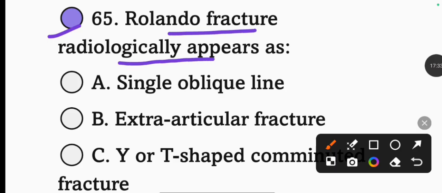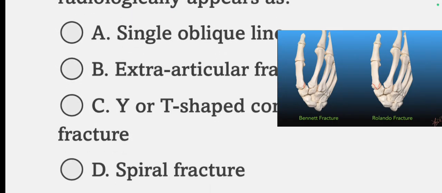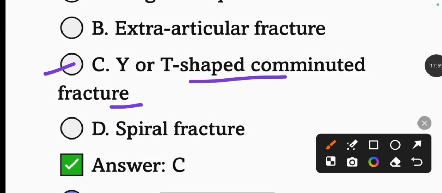Rolando fracture radiological appearance. So Rolando fracture is actually a comminuted intra-articular fracture seen at the base of the first metacarpal. A comminuted fracture shows a Y-shaped or T-shaped pattern, because it is a comminuted variant of Bennett fracture. So Rolando means multiple fragments. So C option given is the correct option. Radiologically seen as a Y or T-shaped comminuted fracture.